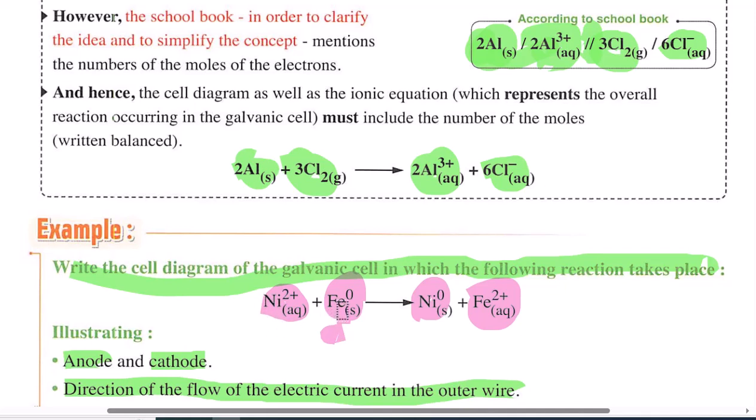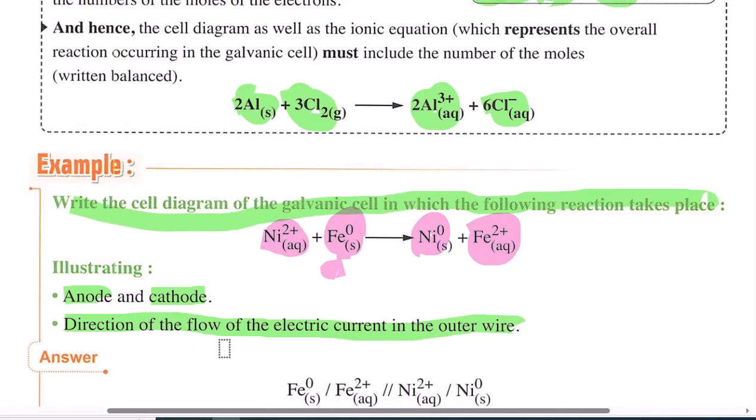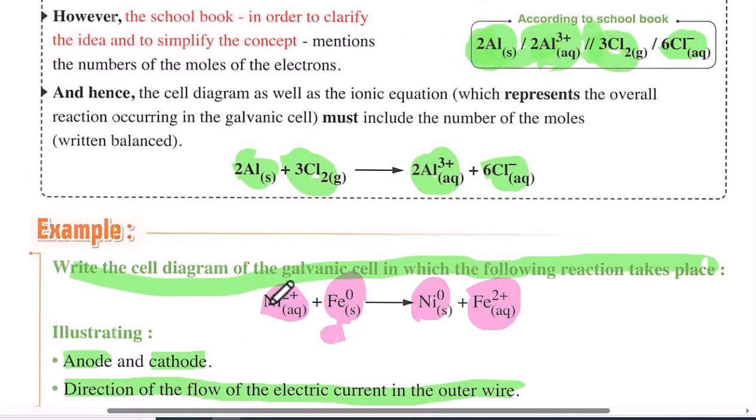So the anode is the iron electrode and the cathode is nickel. The direction of the flow of the electric current in this case is from the anode to the cathode. So iron 0 solid, one diagonal line, transformed into iron positive 2 aqueous, and 2 diagonal lines which represent the salt bridge, and on the cathode side, nickel positive 2 aqueous transformed into nickel 0 solid and deposited on the cathode electrode.